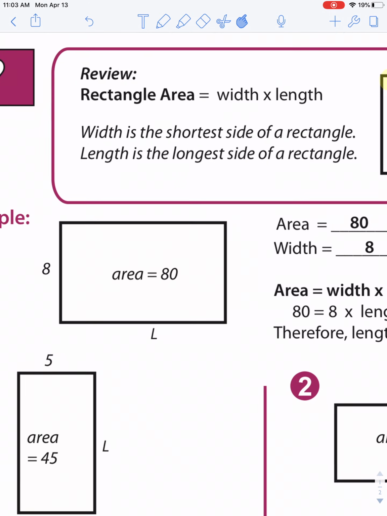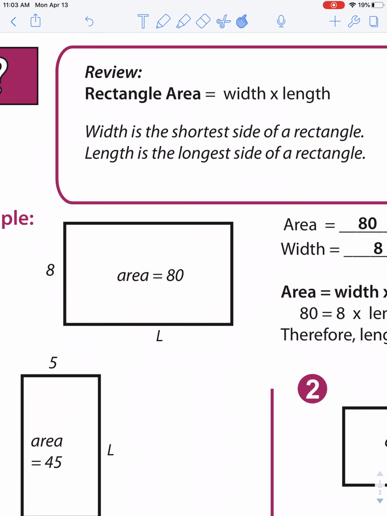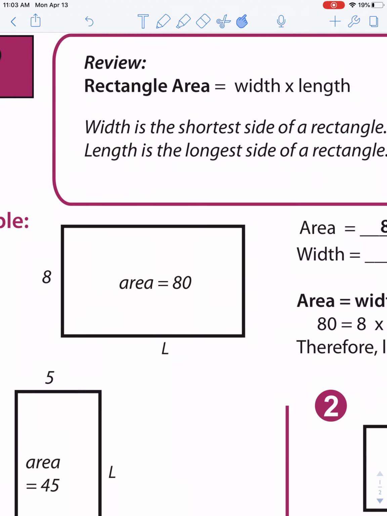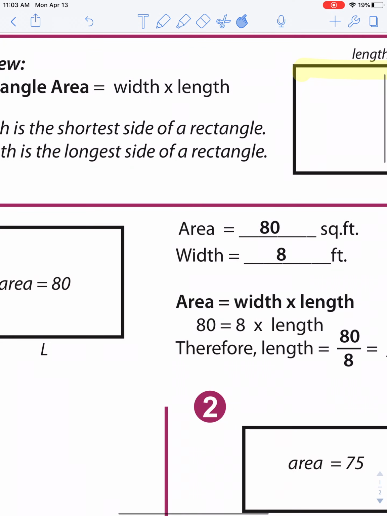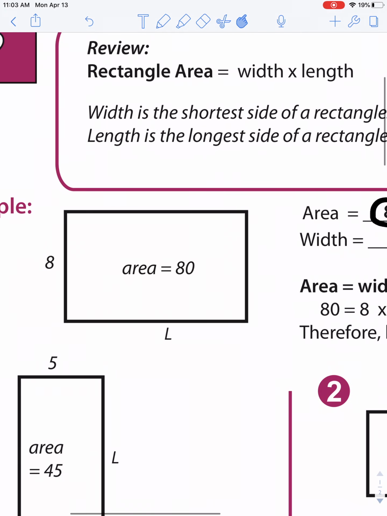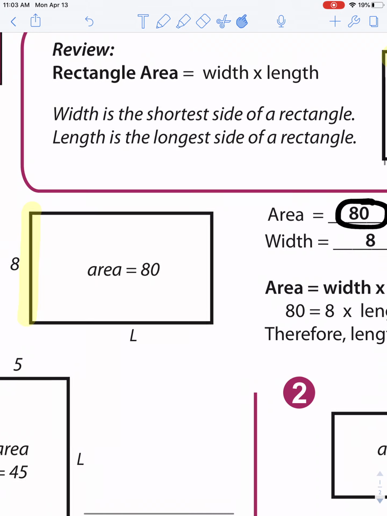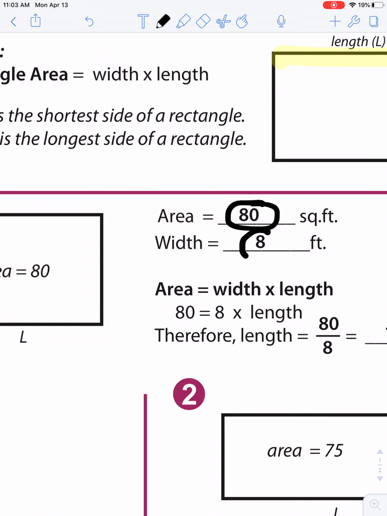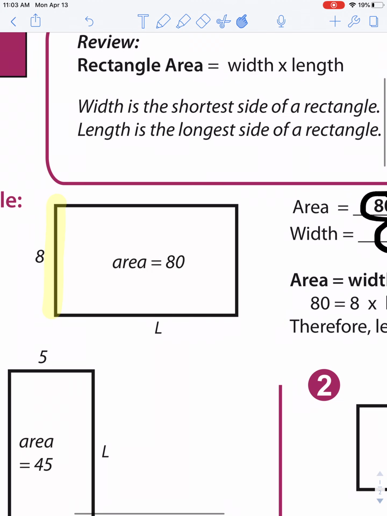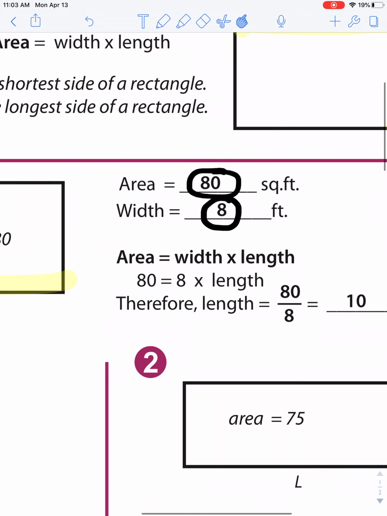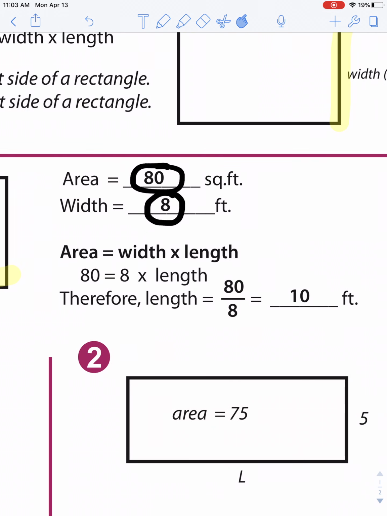So when we're finding the missing length, we want to use what we already know. So use the information that's given to you. So looking at our example here, we know the area is 80. We plugged that in to the information that we know. We know that the width is 8. Plug that into the information that we already know. So what we are trying to find out is the length. That's our missing information. So we're going to use the formula area equals width times length to plug in what we know to find the missing length.